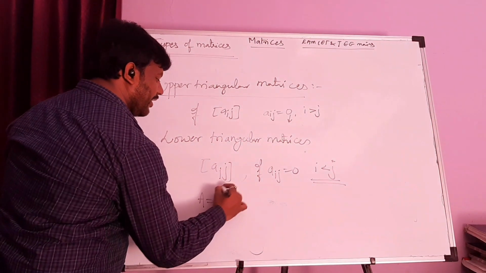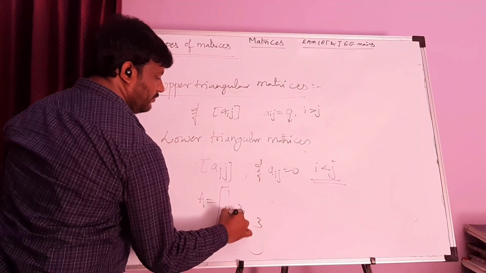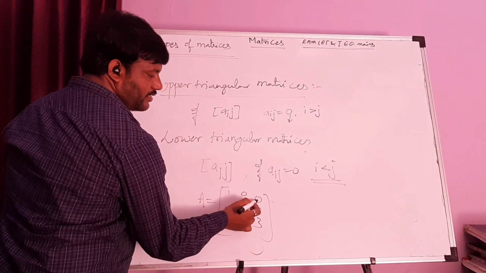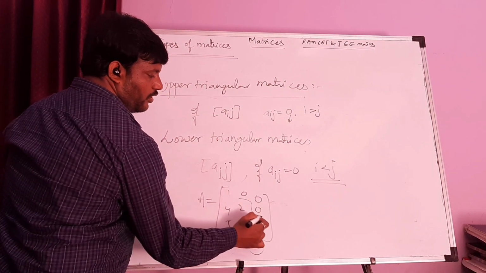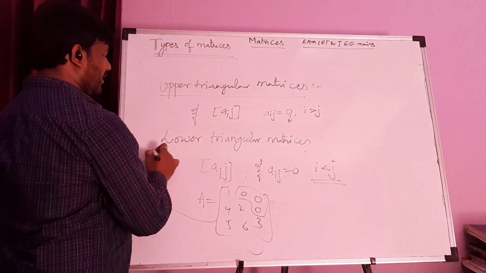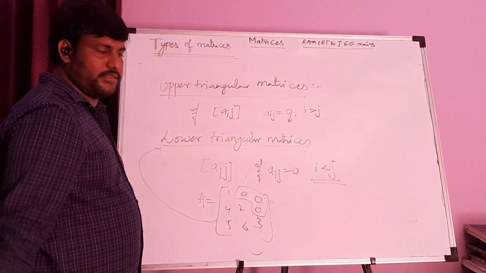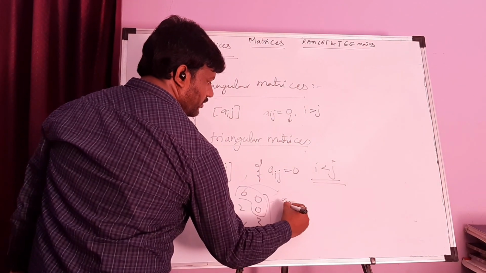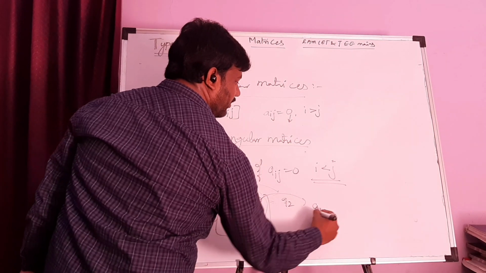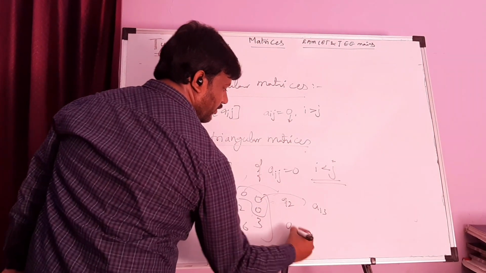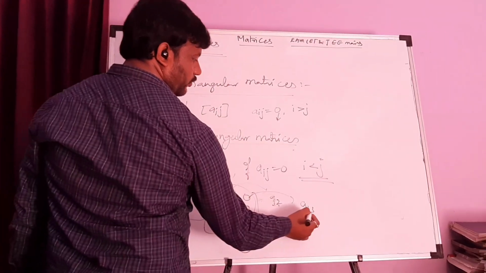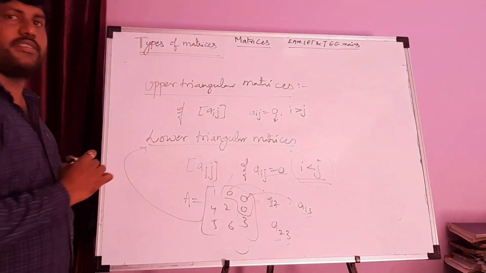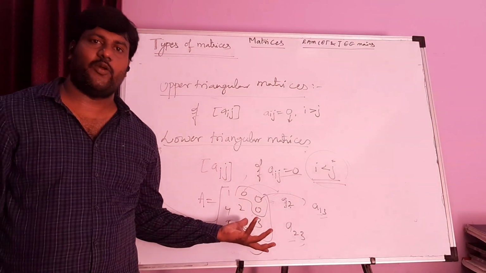See some example again. See this example. These are the principal elements. Are the elements above the principal elements 0 or not? Such a matrix you can say is a lower triangular matrix. Where i is less than j, the positions are first row second column, first row third column, second row third column. See, 1 is less than 2, 1 is less than 3, 2 is less than 3. Where i is less than j, the elements are 0, such a matrix is called a lower triangular matrix.